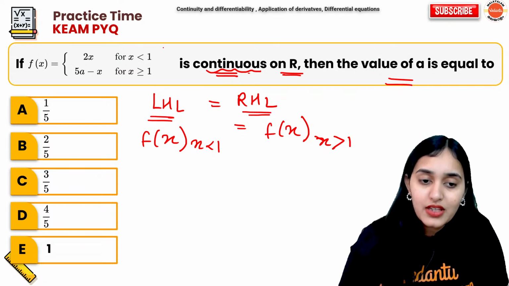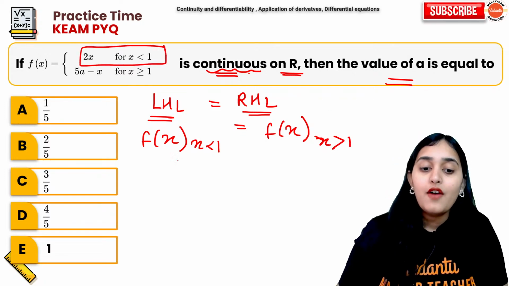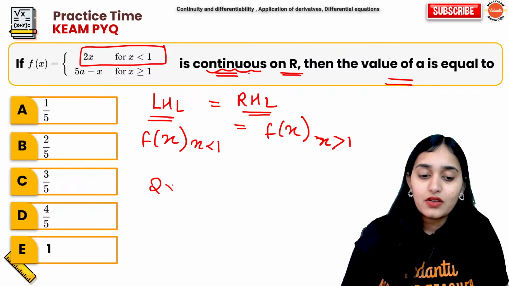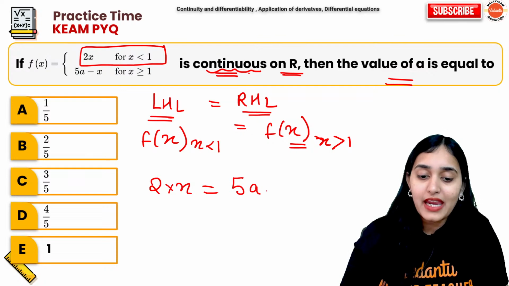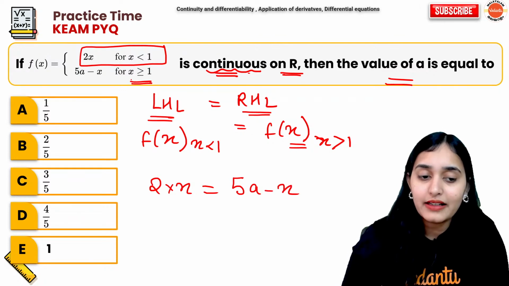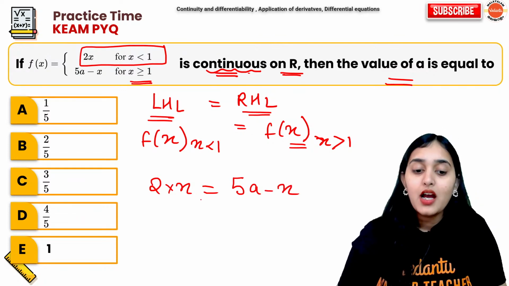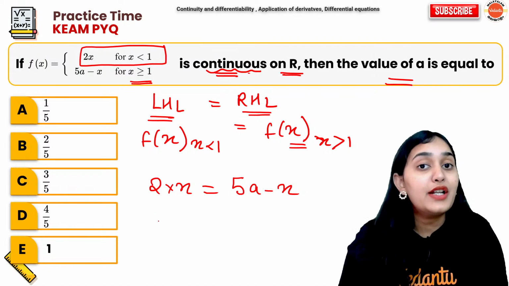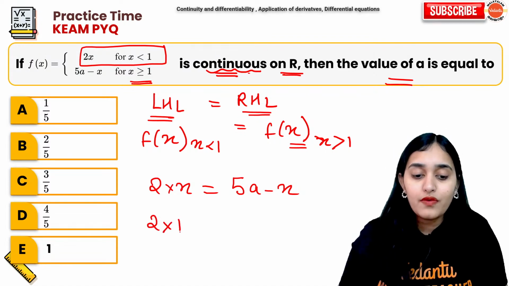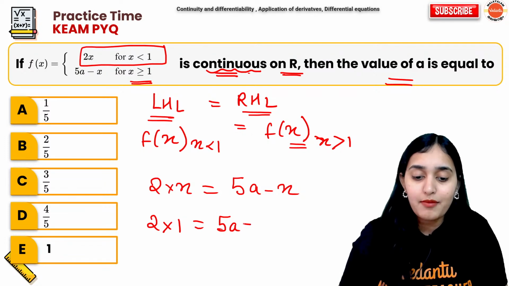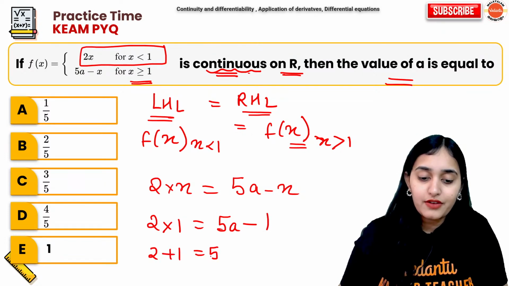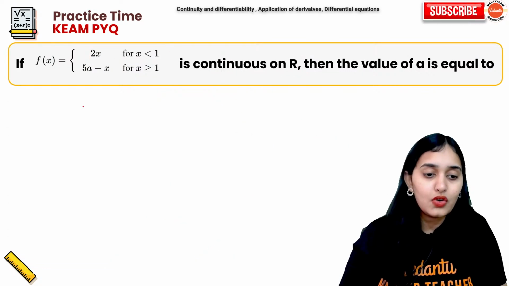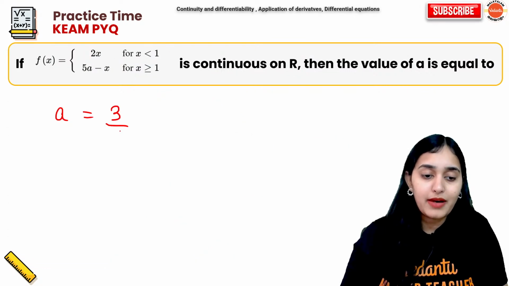Now you just check from here. For x less than 1, it is 2 into x. For x greater than 1, it is 5a minus x. See? Greater than 1, 5a minus x. Now put x is equal to 1. So 2 into 1 is equal to 5a minus 1. It will come here: 2 plus 1 is equal to 5a. So a is equal to 3 by 5.